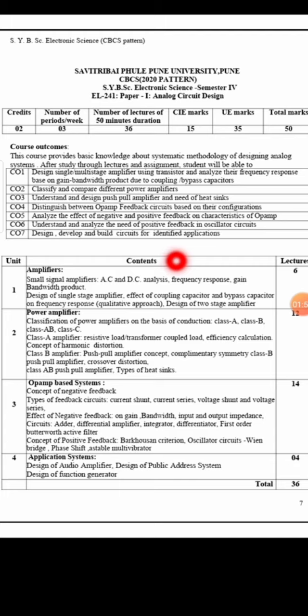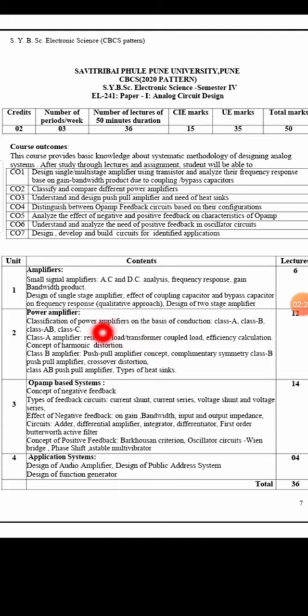You can distinguish between op-amp feedback circuits based on the configuration. You can analyze the effect of negative and positive feedback on characteristics of op-amp. You can understand and analyze the need of positive feedback in oscillator circuits. You are also able to design, develop and build circuits for identified applications. So you will be able to do this after completion of this course. So let us start the discussion unit by unit.